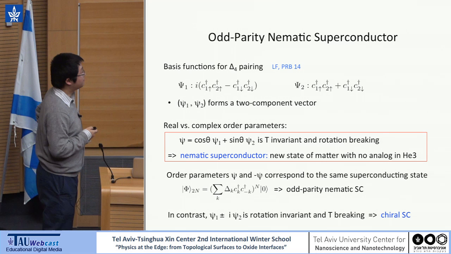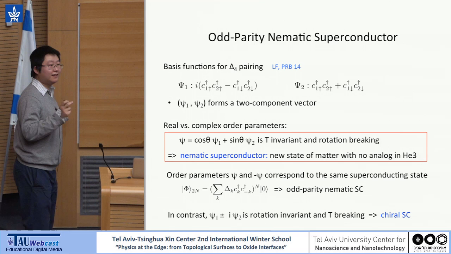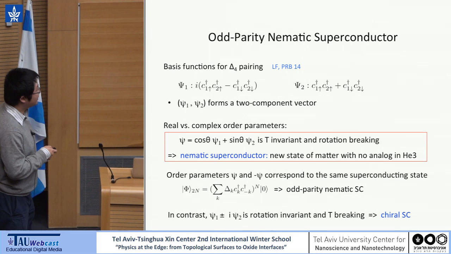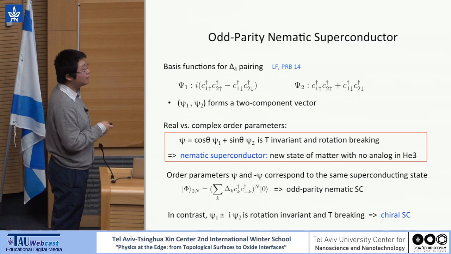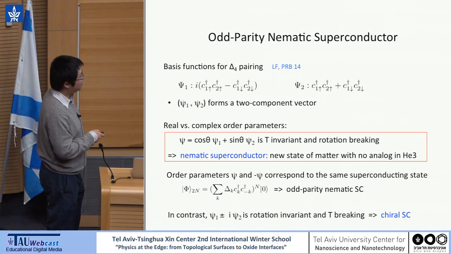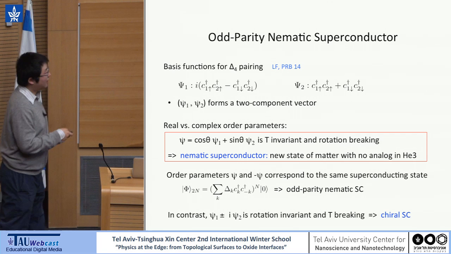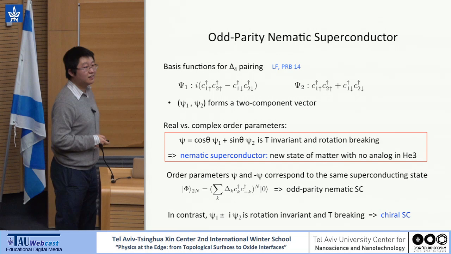But we call it a nematic. Nematic is usually associated with a headless vector that is invariant under rotation. The terminology here is for the following reason. The superconducting order parameter phi and minus phi differ only by an overall phase, and they actually correspond to the same superconducting state. This can be seen explicitly from the BCS wave function for a fixed number of electrons. This is the wave function, and we can see that changing delta to minus delta does not change the state. So this is why we call it an odd parity nematic state. And this is only possible when the nematic order parameter arises from superconductivity.